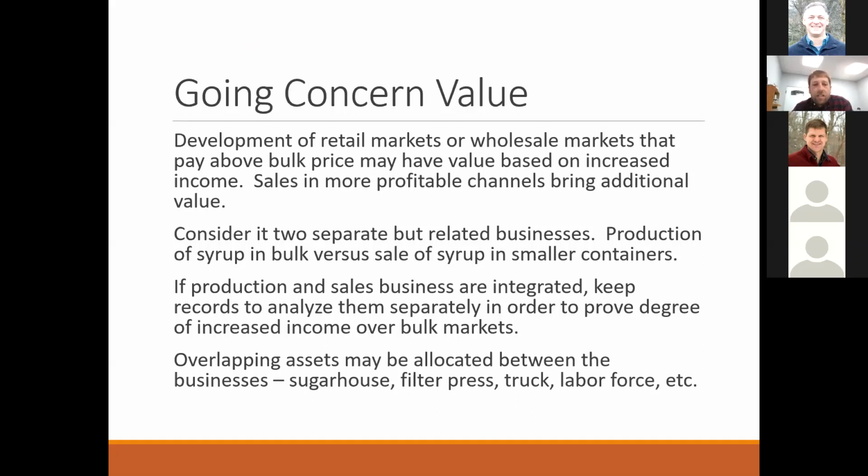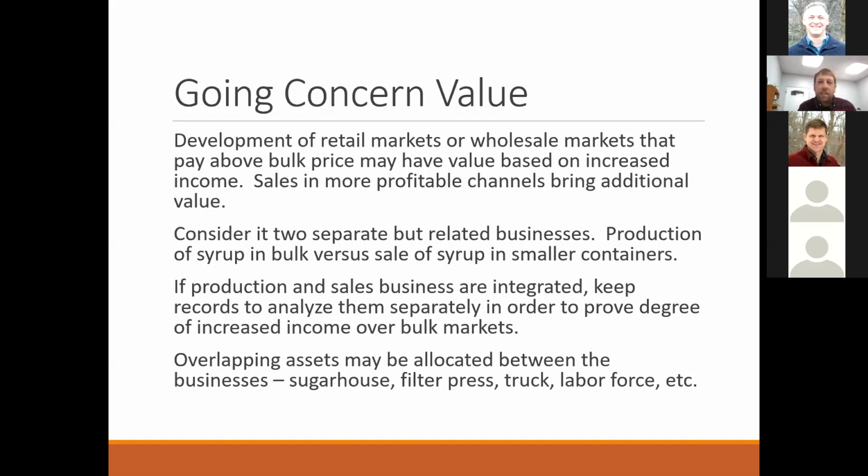I would urge you to consider these things as two separate but related businesses. You've got the production of the maple syrup in bulk, putting it in 40 or 55-gallon drums, versus the sale of syrup in smaller containers. A lot of times we'll see that the production and sales businesses are integrated. I urge folks to keep records to analyze them separately. That way you can prove the degree of increased income over the bulk markets. I think it's fairly easy to do that in a lot of cases.